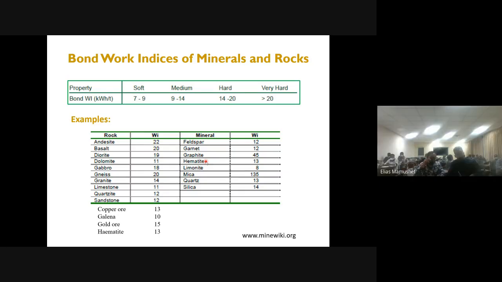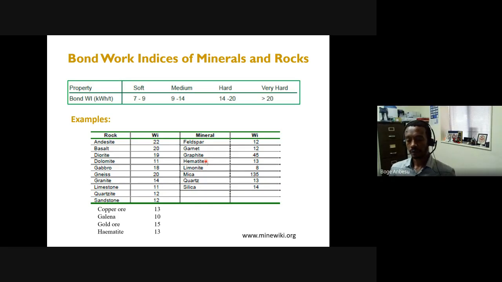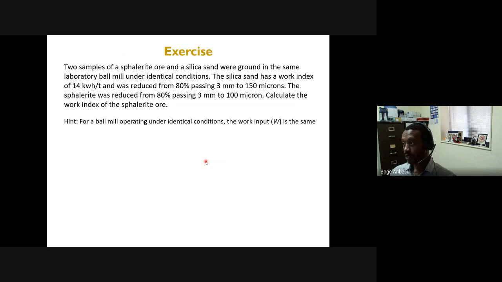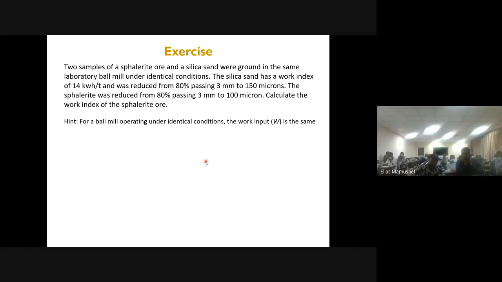Okay. Any other question? Okay, if no question, let's try this example here. I'm hoping it should be straightforward, but let's see.